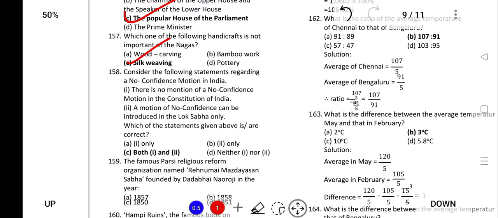Which of the following is correct regarding a no confidence motion in India? There is no mention of no confidence motion in the Constitution, correct? A motion of no confidence can be introduced only in Lok Sabha, correct? So it is both 1 and 2.